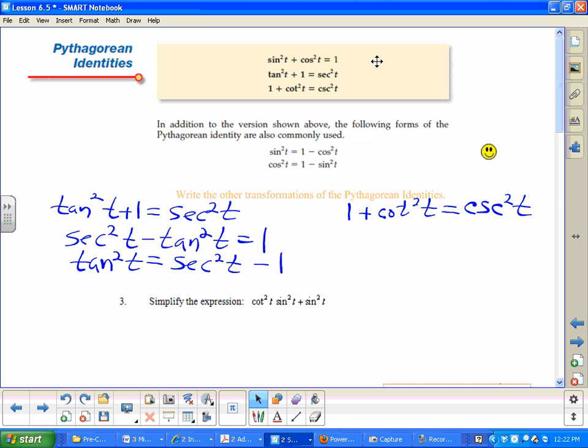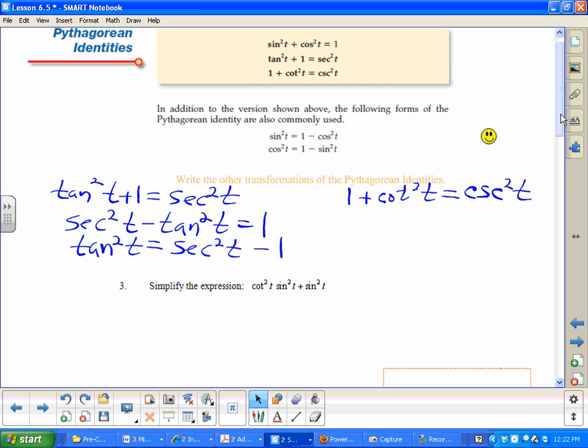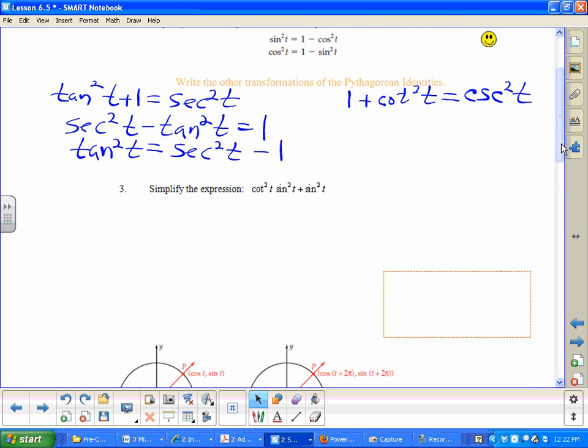So what we're going to do is use those facts to be able to prove identities or simplify expressions. So look at this one here on number 3. It says cotangent squared times sine squared plus sine squared. Now, one of the things that we want to do is that whenever possible, sometimes it's easier to work with sine and cosine rather than something else.